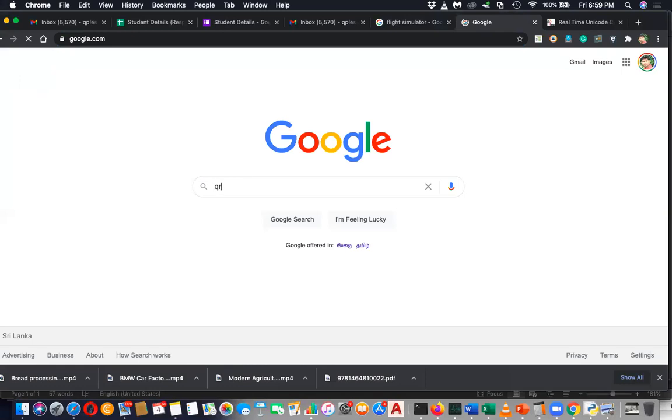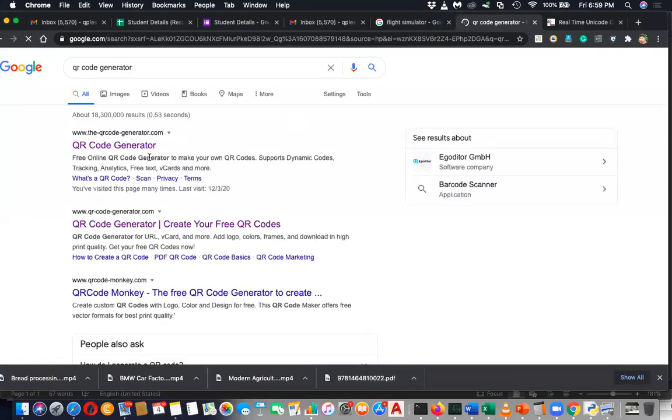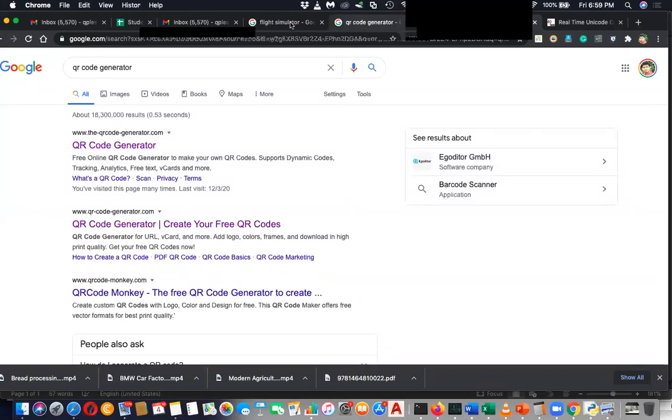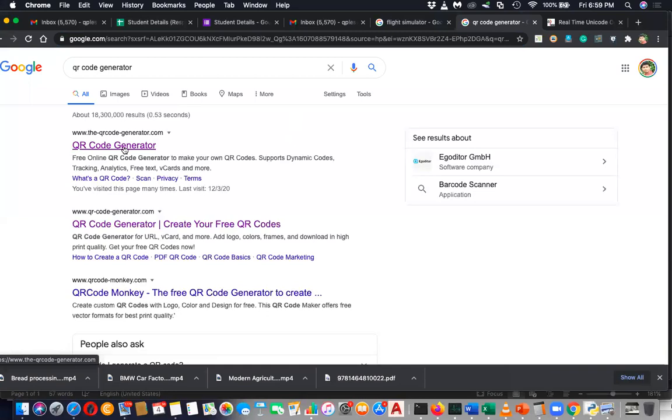So you can go to Google and search for a QR code generator. There are a number of results here. You can access one of these links, go there and submit your information.